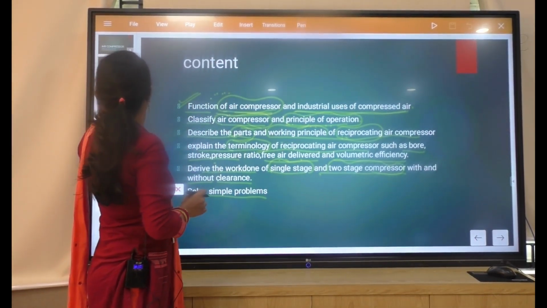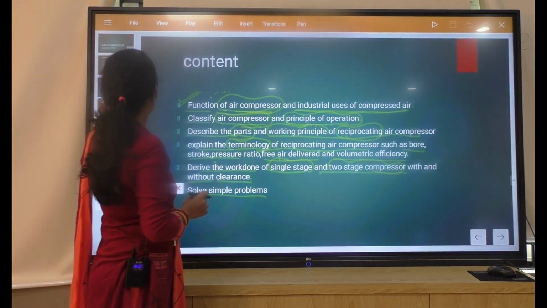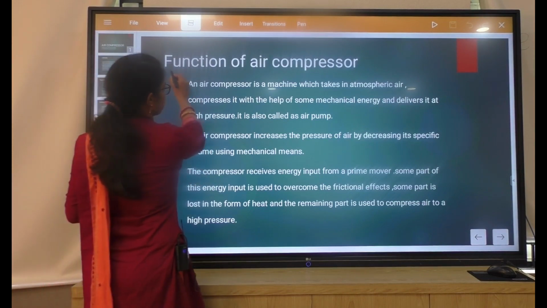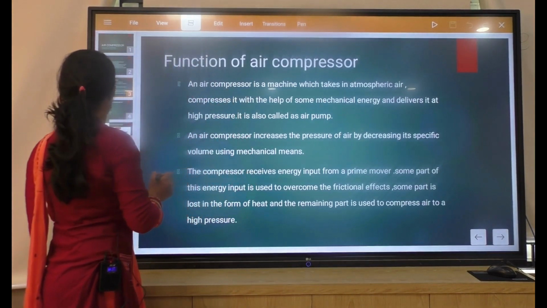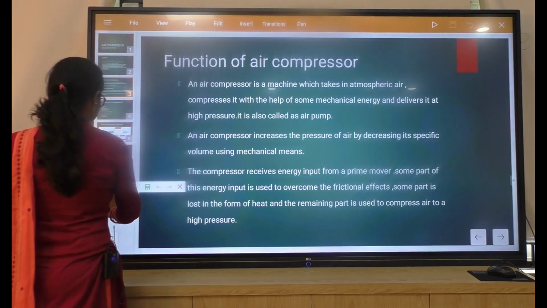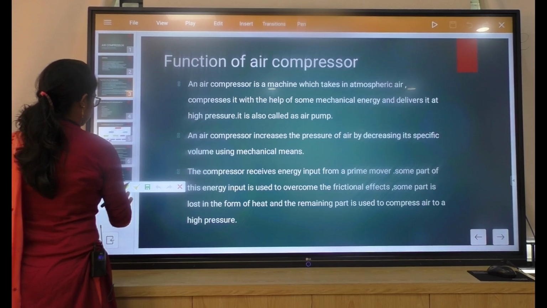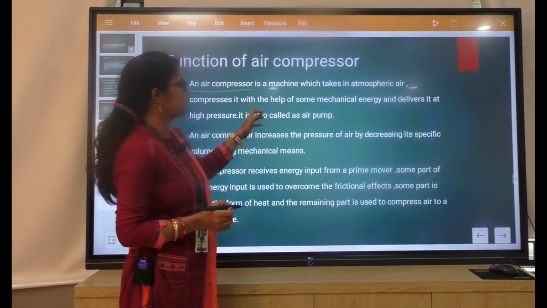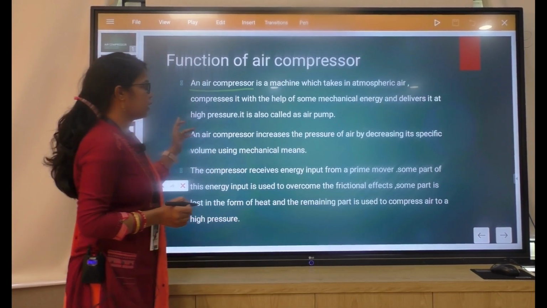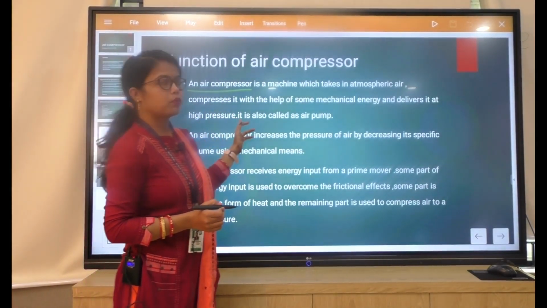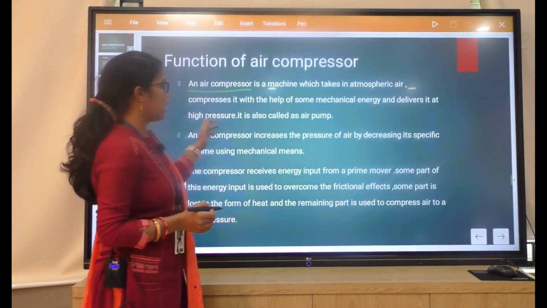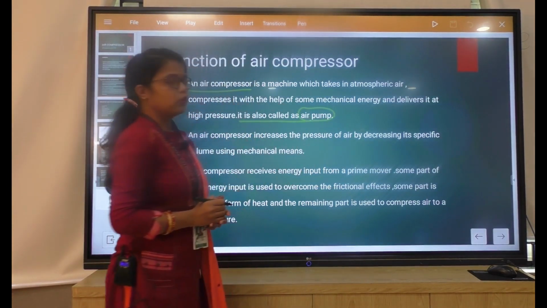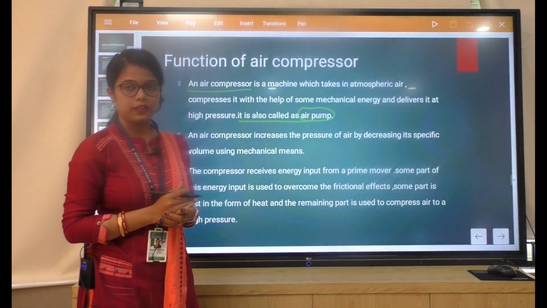Okay, we will move to the next slide, function of air compressor. Coming to the definition: an air compressor is a machine which takes in atmospheric air, compresses it with the help of some mechanical energy and delivers it at high pressure. It is also called an air pump. What do you understand by this definition? How can you define an air compressor?